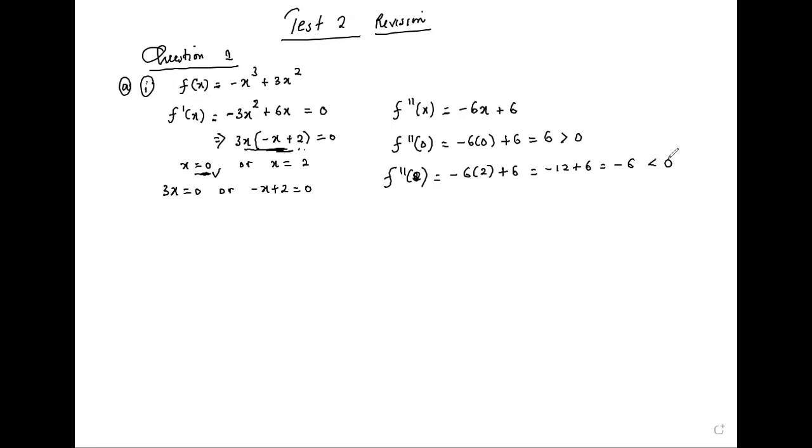Yes. So it means that x equal to 0 gives a local minimum, and x equal to 2 gives a local maximum.